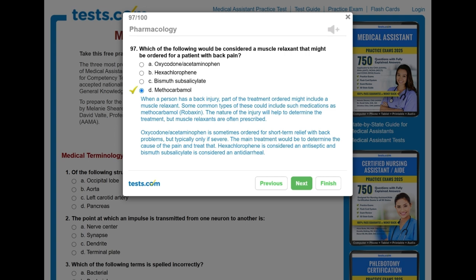Some common types of these could include medications such as methocarbamol, Robaxin. The nature of the injury will help to determine the treatment, but muscle relaxants are often prescribed. Oxycodone acetaminophen is sometimes ordered for short-term relief with back problems, but typically only if severe. The main treatment would be to determine the cause of the pain and treat that. Hexachlorophene is considered an antiseptic, and bismuth subsalicylate is considered an antidiarrheal.